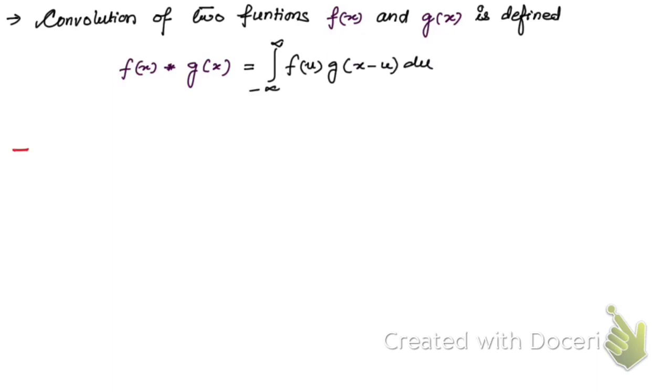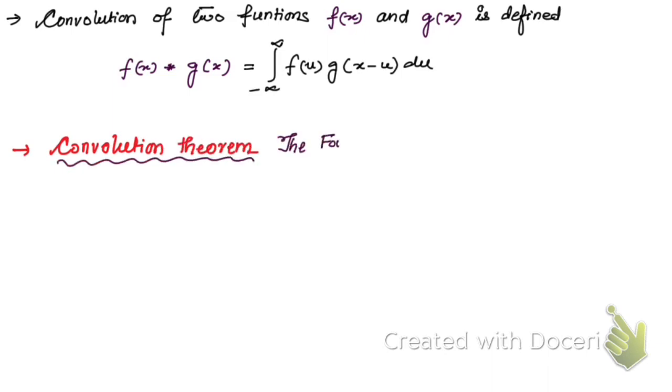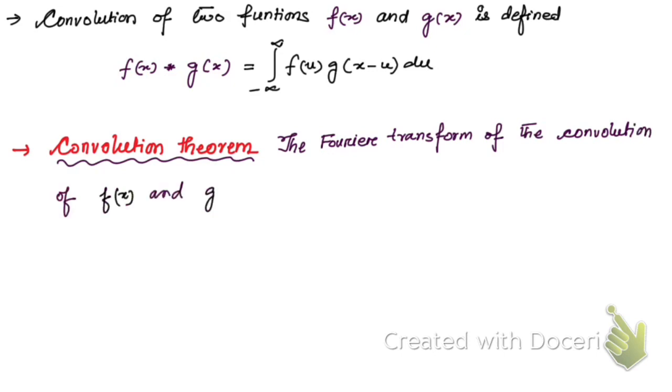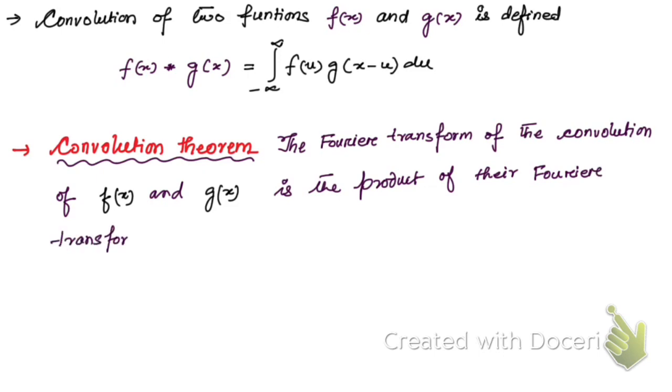This is the definition. Now, what is the convolution theorem for Fourier transformation? According to the convolution theorem, the Fourier transform of the convolution of two functions, suppose f(x) and g(x), is given by the product of their Fourier transforms.